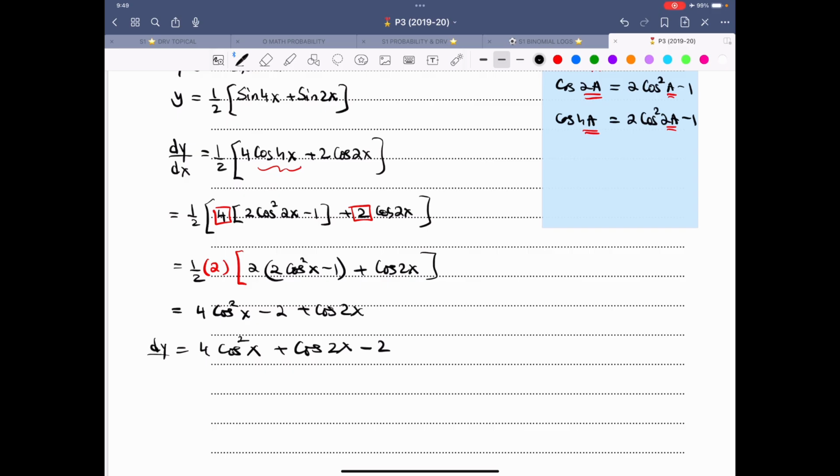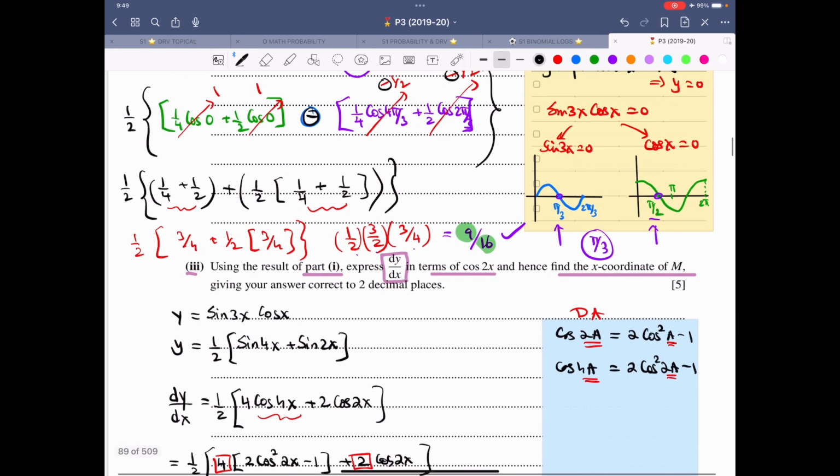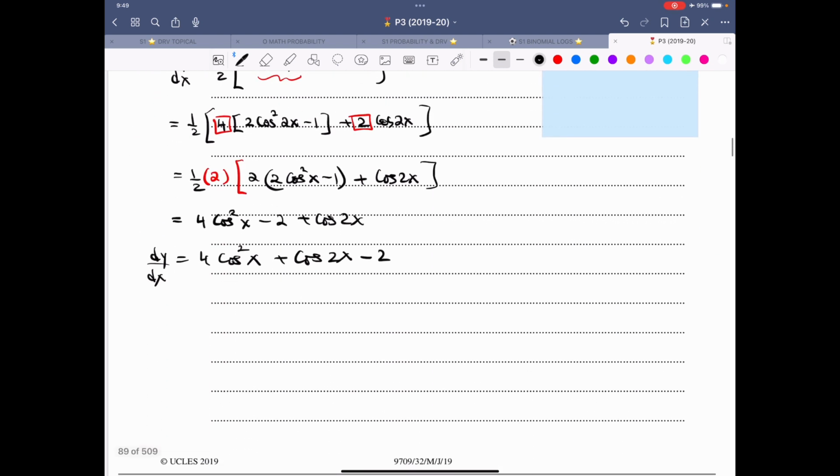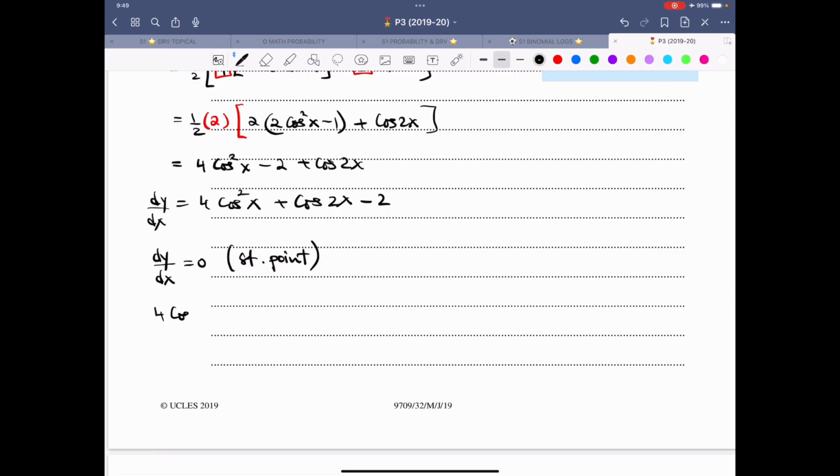This is dy by dx. Now we are interested in m, that is a stationary point. That is a minimum point in this case. So therefore dy by dx equals 0, stationary point, turning point, vertex. Therefore 4 cos square x plus cosine 2x minus 2 equals 0.